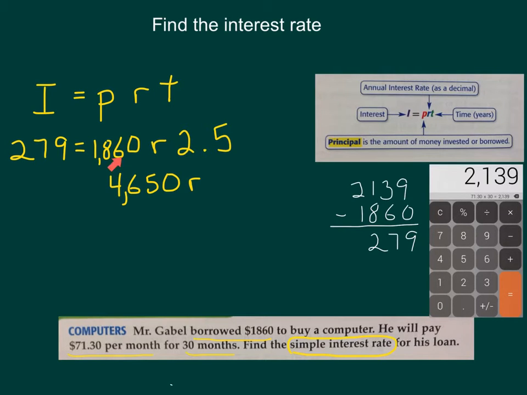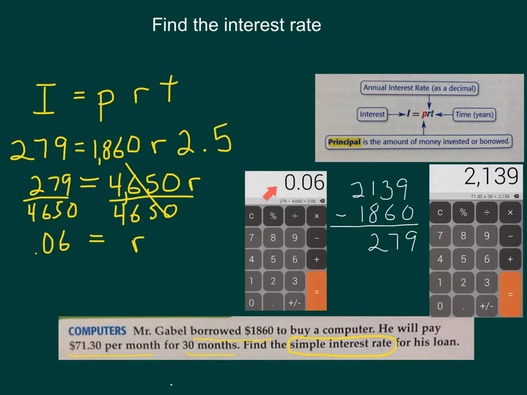Now to solve this equation, I know that I can multiply in any order, so I took 1,860 times 2.5, and that gave me 4,650 R, and then that's going to be equal to 279, and now I'm solving for R. And when I solve for R, I get 6/100ths, but remember I want to put that as a percent because I want to find the interest rate that I'm paying. So 6/100ths as a percent, times it by 100, moves the decimal 2 places to the right, and that gives me 6% would be the rate paid.